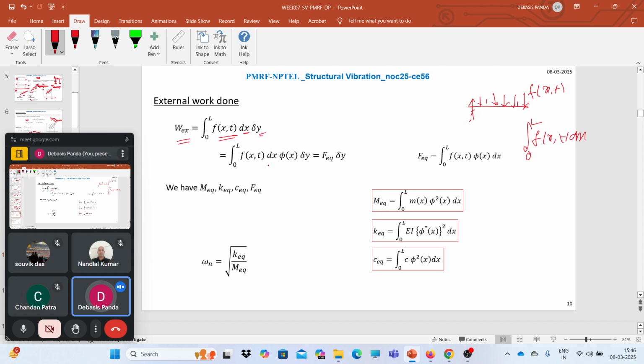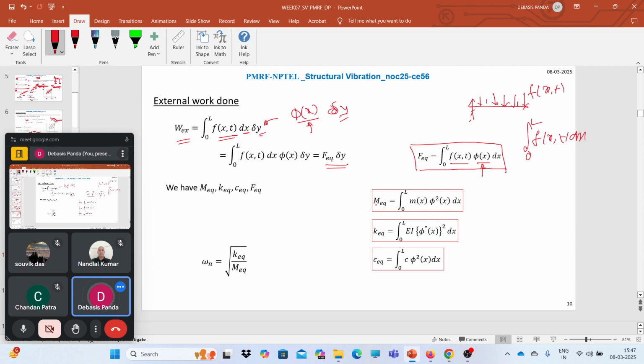Now if you further simplify this equation, we express del y in terms of the space variable phi of x, which is nothing but your mode shape or shape function, and the variable y in time. So we will have f equivalent. We are not simplifying the equation further, just rewriting it. We get f equivalent into the virtual displacement associated with the dynamic system, where f equivalent is nothing but the integral from 0 to L of f x comma t, again the variable associated with space, and dx.